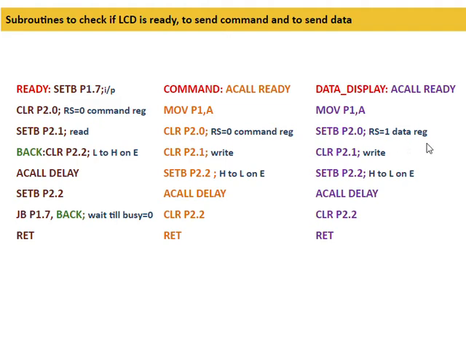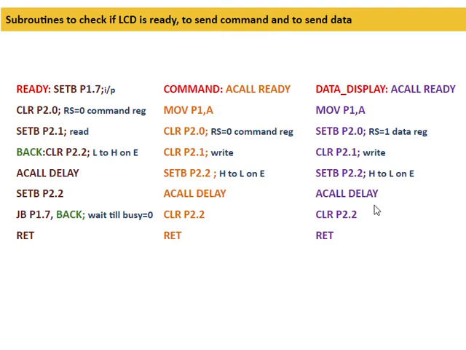After these three instructions are executed, the data at the data bus will get stored in the data register, and it will be displayed. If you compare the command subroutine with the data display subroutine, you can see that all the instructions except the one that selects the command register and data register are the same. The only difference in these two subroutines is the selection of data register and command register. If you are sending a command, the command register should be selected, so you have to clear P2.0. If you are sending data, the data register has to be selected, so you have to set P2.0. Other than that, all the instructions are the same.